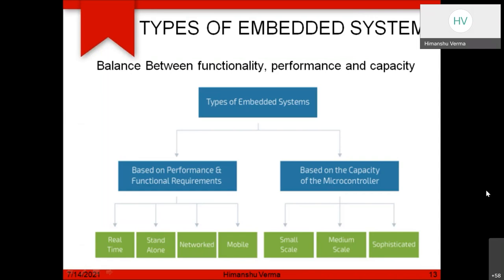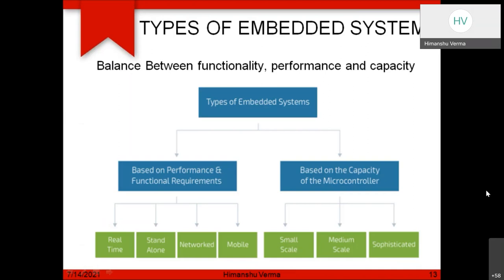Now next, we have the networked embedded system. These kinds of systems are related to a network or access resources over a network. That network can be a LAN, a WAN, or the internet. They can be connected either wired or wirelessly.